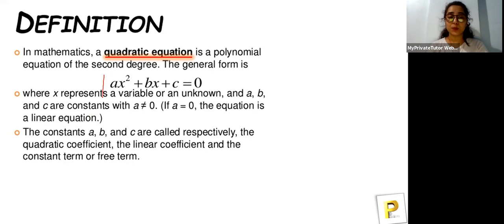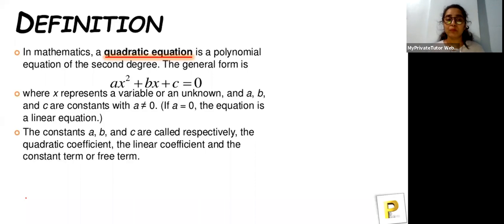Now this is very important. The general form is very important. You should know what is the general form of a quadratic equation. So it is ax squared plus bx plus c is equal to 0. Okay, so this is the general form.